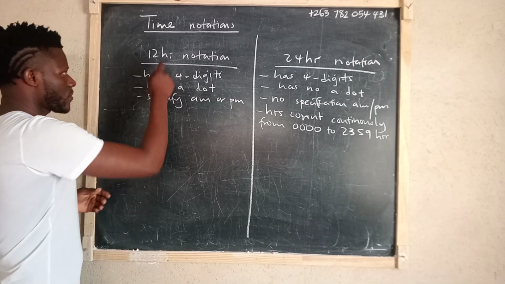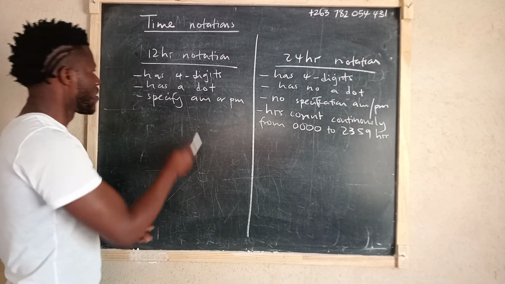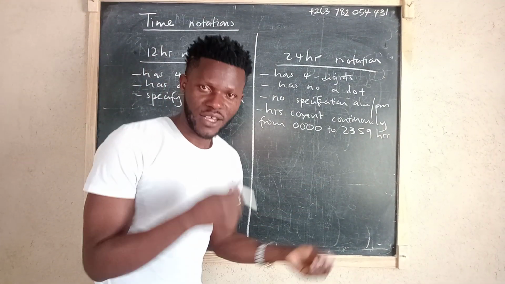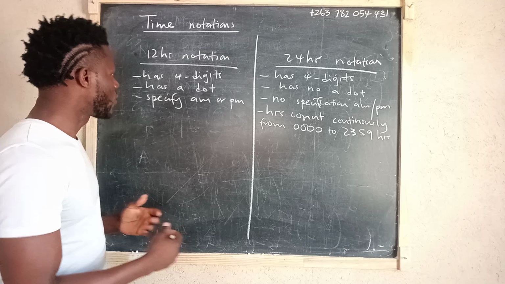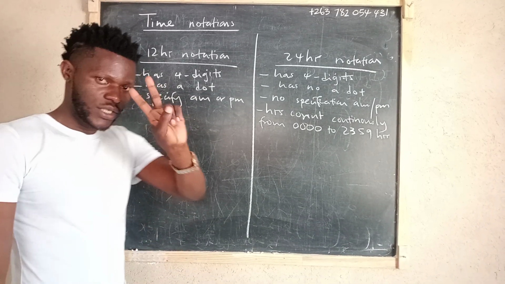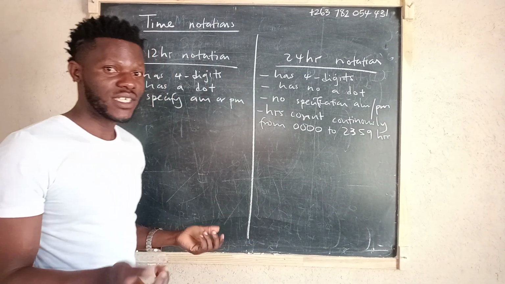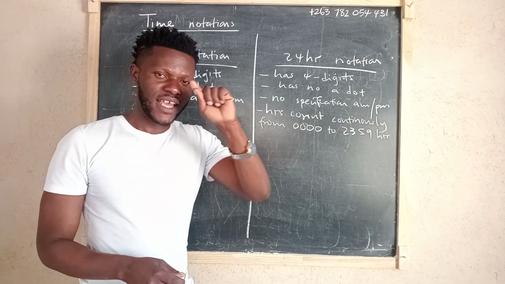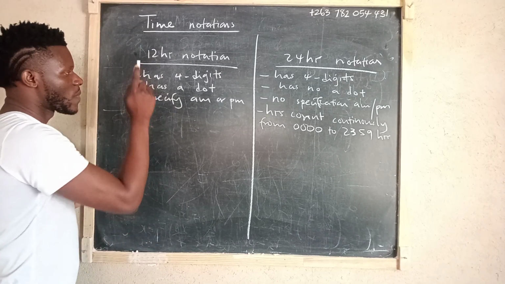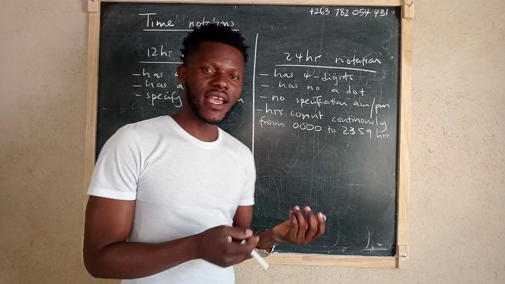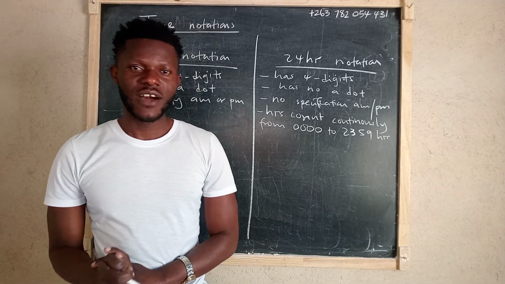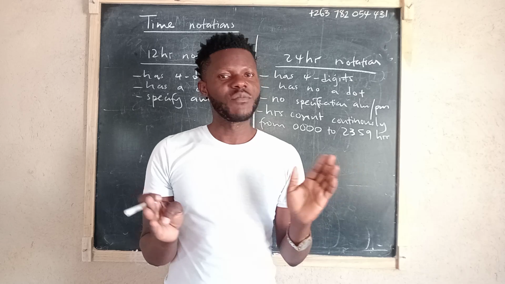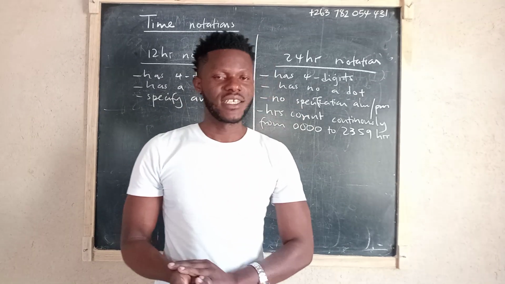Let's look at this one. Time in 12-hour notation must have 4 digits. That is, if it is 7, then we make it 0700 to make it 4 digits. It is one dot, not 2 dots, like what many watches, clocks, and cell phones do. Standard time in 12-hour notation has one dot, and then you must specify whether it is AM or PM, because the way we write down 7 in the morning is the same as 7 in the evening. If you do not specify AM or PM, we will find it difficult to tell the difference.